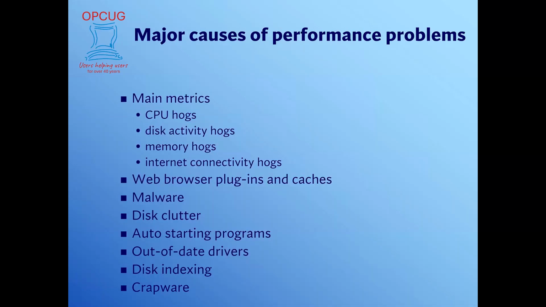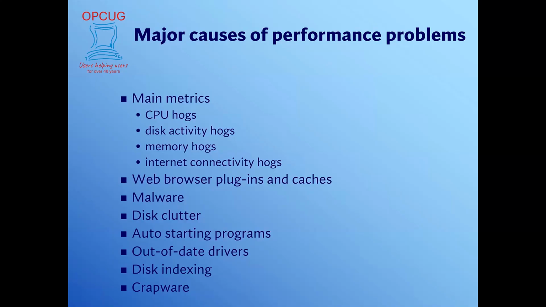Okay, now let's look into performance problems on a computer. We're going to look at our main metrics, and these are 4 metrics that are provided to you by Task Manager. I call them the hogs: CPU hog, disk activity, memory, and internet connectivity. Internet connectivity is really not usually an issue at all. I throw it in just because it's a metric that is provided by Task Manager.